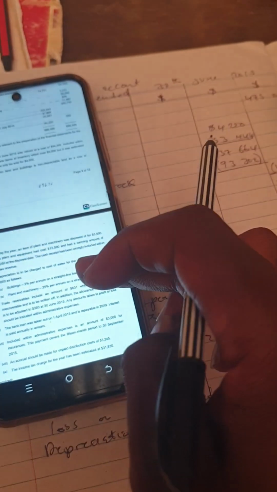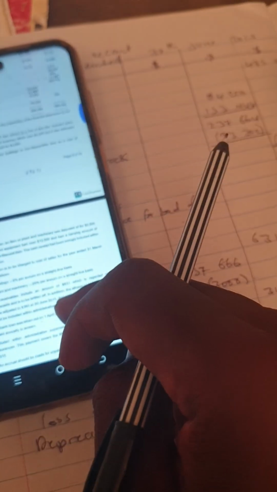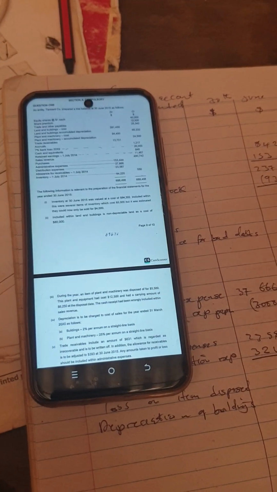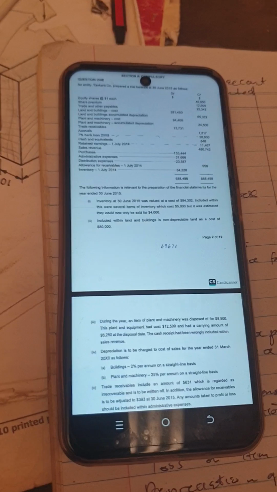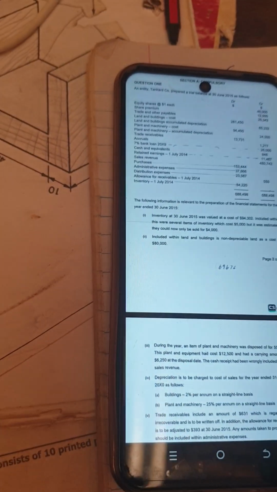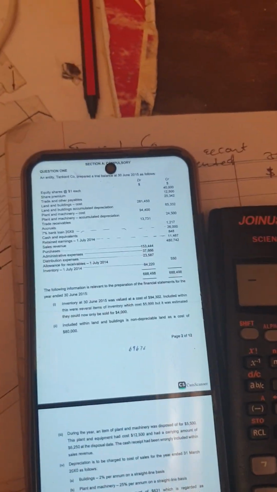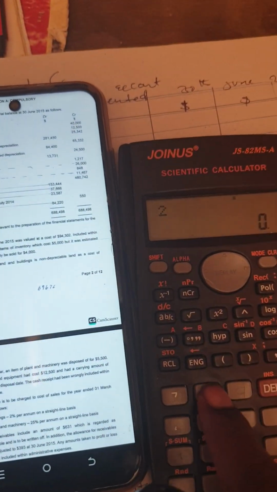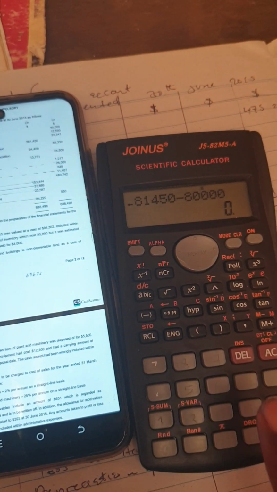Now let's not forget adjustment 2. Adjustment 2 is saying included within land and buildings is non-depreciable land at a cost of 80,000. Remember, land doesn't depreciate, which means in the figure for land and buildings, there's 80,000 for land which doesn't depreciate. So we're going to remove the 80,000. Land and buildings at cost was 281,450. We're going to remove the 80,000 which is for land, because land doesn't depreciate.